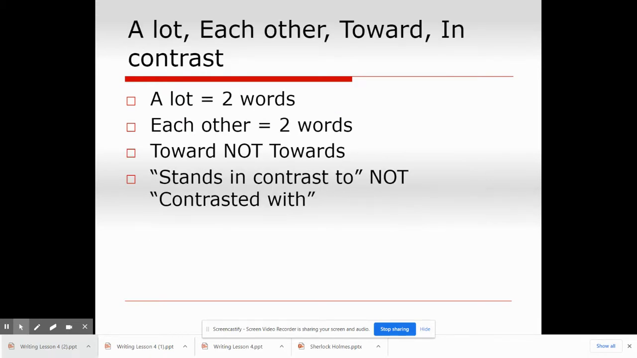All right, a lot, each other, toward, and in contrast. A lot is two words, each other is two words. It should be toward, not towards, with an S on the end. And something stands in contrast to something else, not the phrase contrasted with.